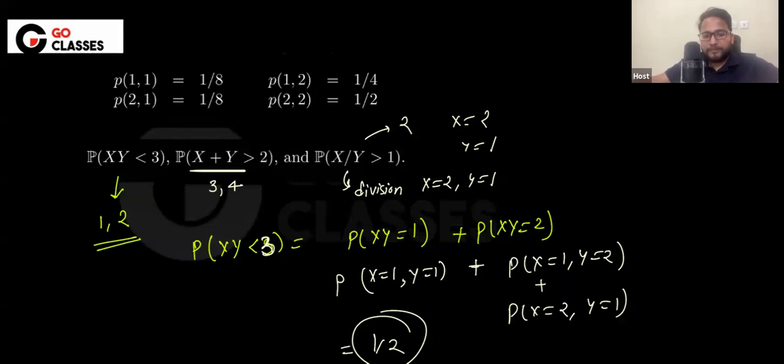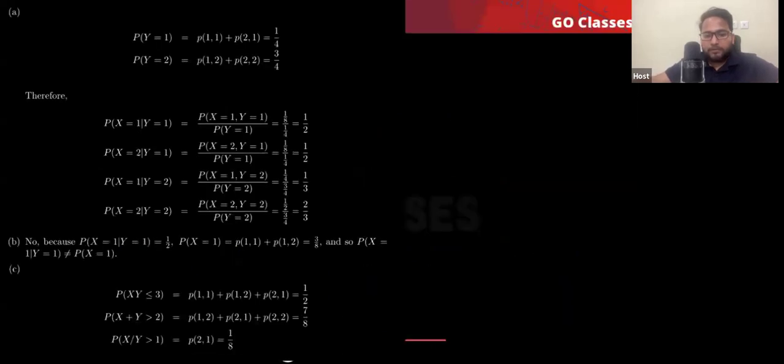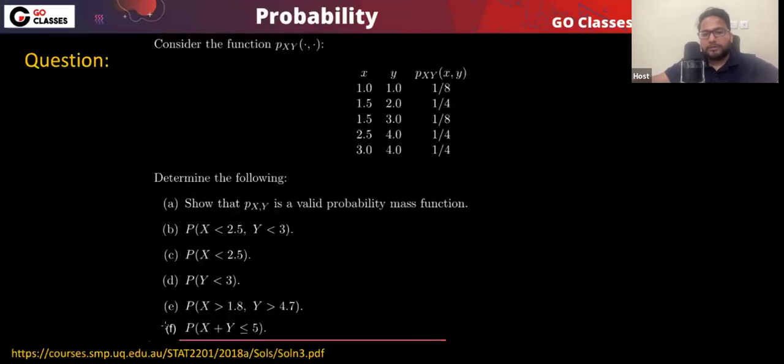Right? Okay. Now let's just see the next question. So what they're saying is, consider the following PMF, probability mass function, which is given to us. Determine the following. Show that probability of x comma y is a valid probability mass function. How can we show it? You just need to add all of this, and it is 1.